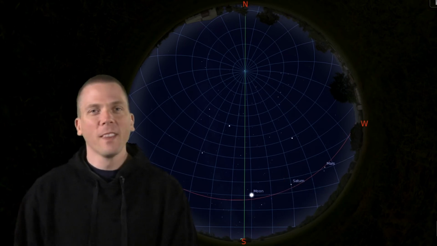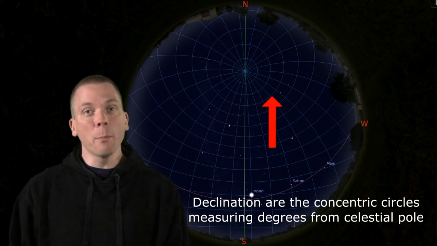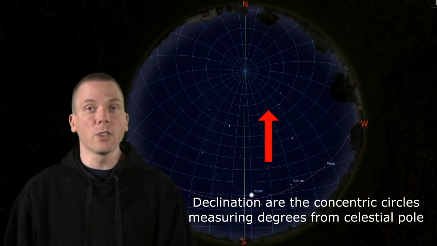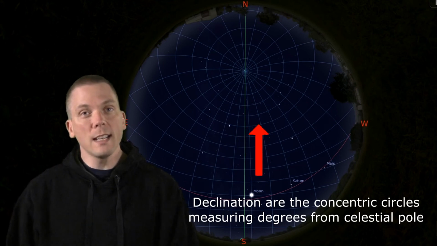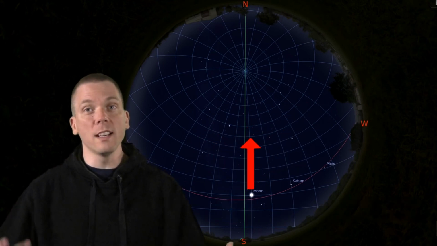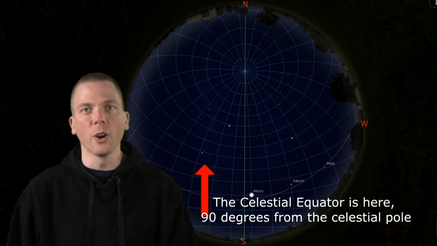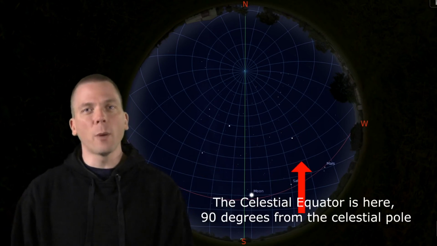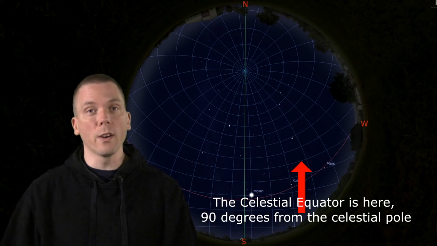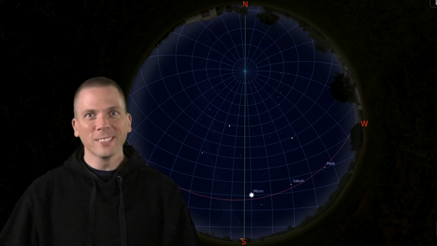Easy enough, right? And declination is simply the number of degrees away from the celestial poles. So the degrees from the celestial pole to the celestial equator is 90 degrees, the equator itself being 0, just like the degrees from our North Pole to our equator on Earth. With me so far? Great.